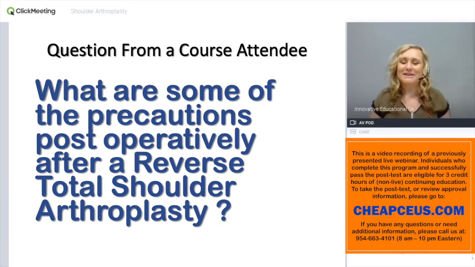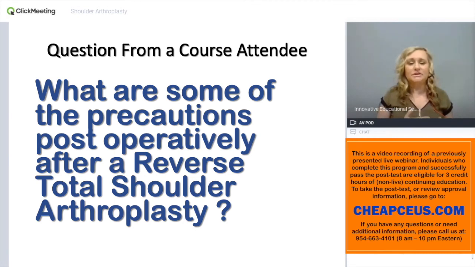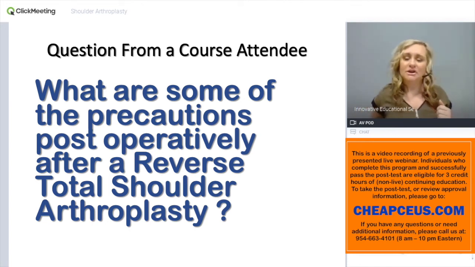What are some of the precautions post-operatively after a reverse total shoulder arthroplasty? When we look at the precautions for reverse shoulder arthroplasty, those patients are going to usually be in the sling longer than our patients with the total shoulder arthroplasty, because there needs to be more protection to that joint because of that lack of the rotator cuff. So there will be a sling that's utilized to protect that upper extremity. And the big precautions for both types of shoulder replacement are avoiding that shoulder extension, internal rotation, and adduction.